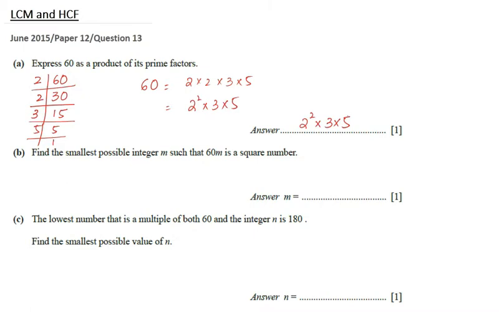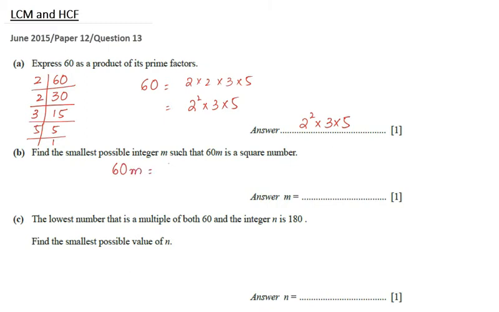Now, find the smallest possible integer m such that 60m is a square number. I have explained this type of question before also. I'll share the link of the last video here in the description box, so you can check that part once again. Okay. So if we write the factors of 60, we will multiply 60 by the number m.